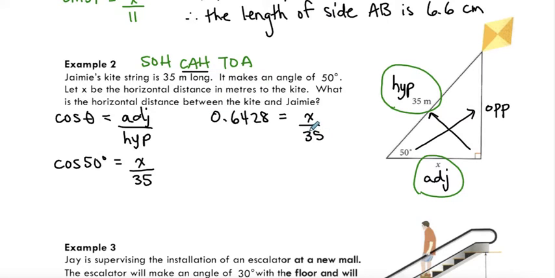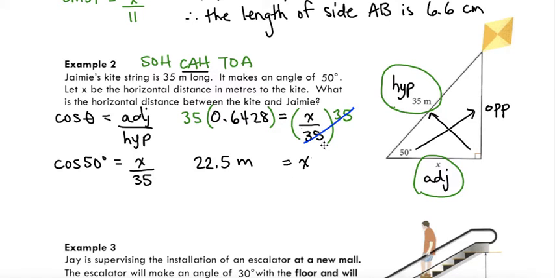I want to isolate for x, so I have to get rid of the 35 on the right-hand side. The opposite of dividing by 35 is multiplying by 35, and I have to do that to both sides of my equation so that they cross out on the left-hand side, because 35 divided by 35 is 1, so I'm left with 1x, or just x. And when I take 35 and I multiply it by 0.6428, I get an answer of 22.5 when I round to 1 decimal place. And I look to see, what am I measuring my side lengths in? I'm measuring them in meters.